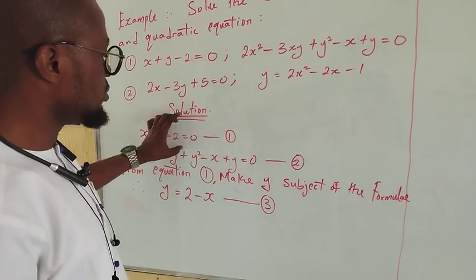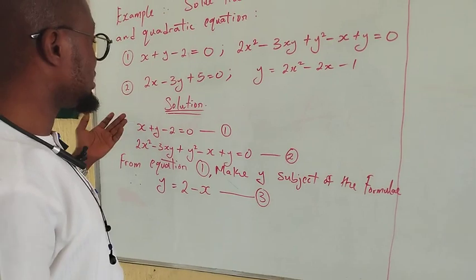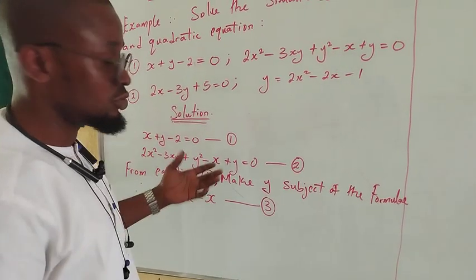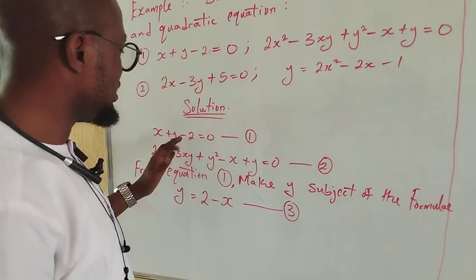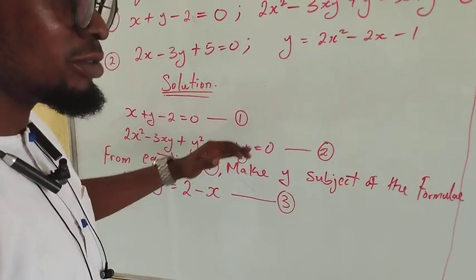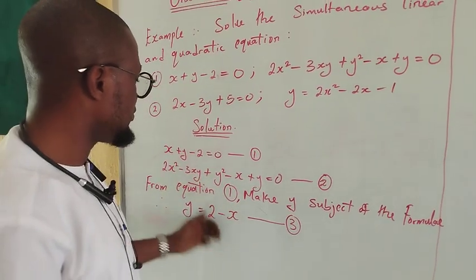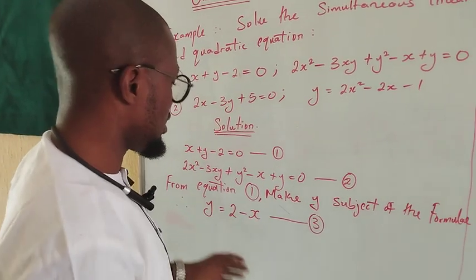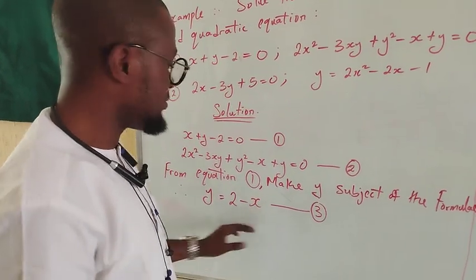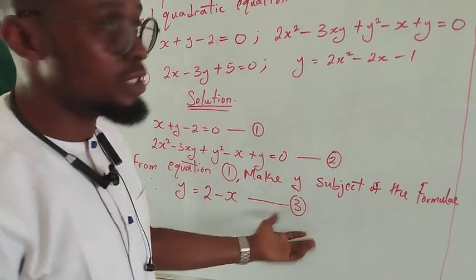So from equation 1, we can make y subject of the formula. And you can decide to make x subject of the formula. It is your choice. So I decide to make y subject of the formula by taking minus 2 to the other side, which is the right-hand side. It's minus, and when it goes there, it becomes positive. While the x is positive on the left-hand side, when it goes to the right-hand side, it becomes negative. So therefore, we have another equation, which I name as equation 3.